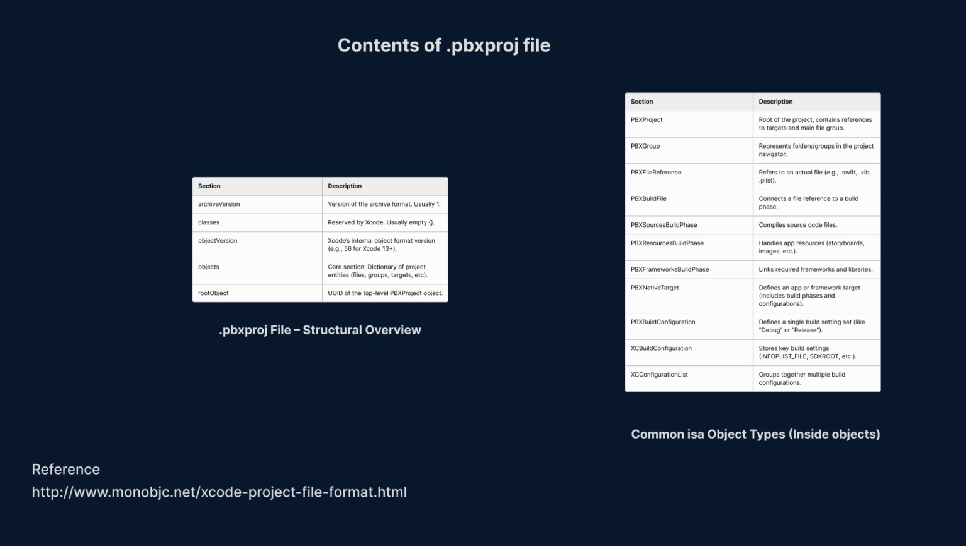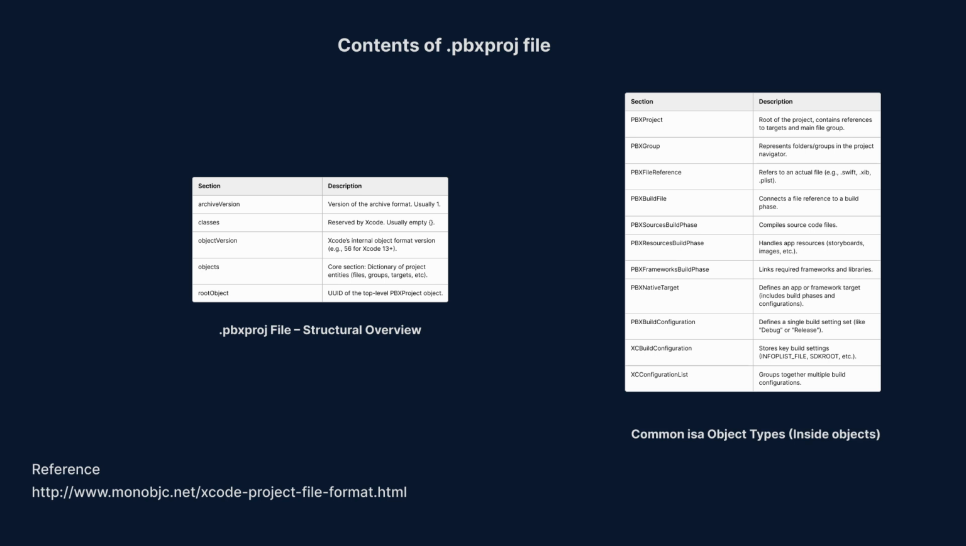Build phases are managed by objects like PBXSourcesBuildPhase for source files, PBXResourcesBuildPhase for assets, and PBXFrameworksBuildPhase for linked libraries. PBXNativeTarget defines app or framework targets, including their build phases and settings.